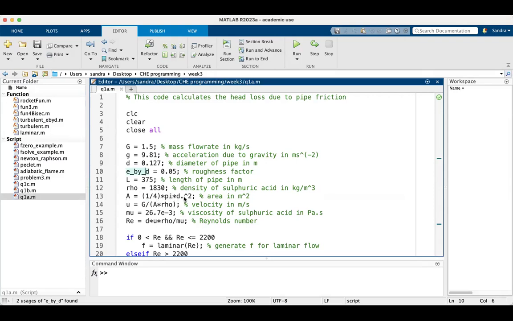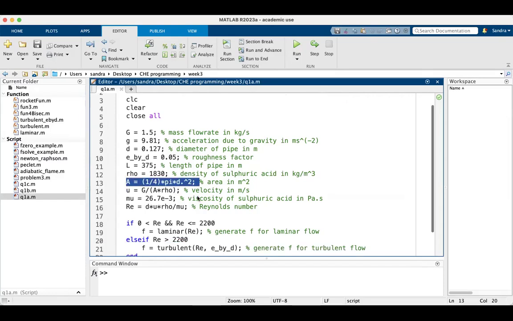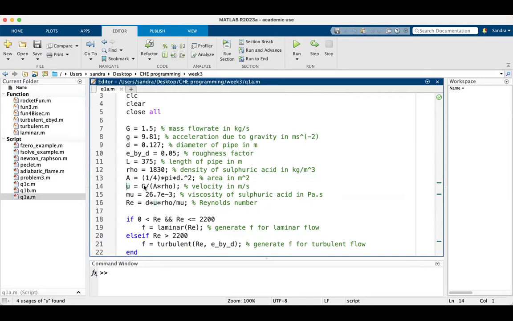So that is 1 by 4 pi d square. D is given to us already, so here you get the cross-sectional area. Once you have the cross-sectional area, the velocity is nothing but the mass flow rate divided by A multiplied by the density. Just keep this in mind. You would have solved questions like this. So the velocity can be obtained as G divided by A multiplied by rho. Now mu, the viscosity of sulfuric acid, also has to be given to you, or it can be taken from literature. This also has to be in SI unit, that is in Pascal second. So the value is 26.7 e raised to minus 3.